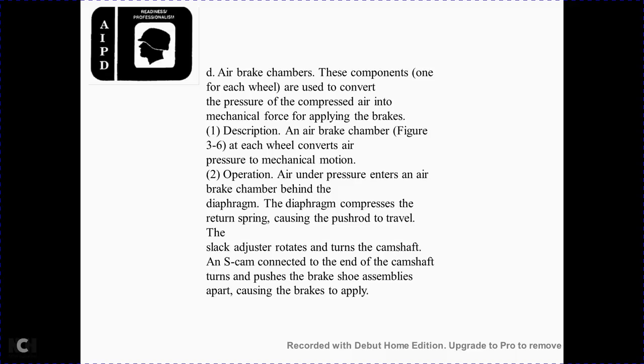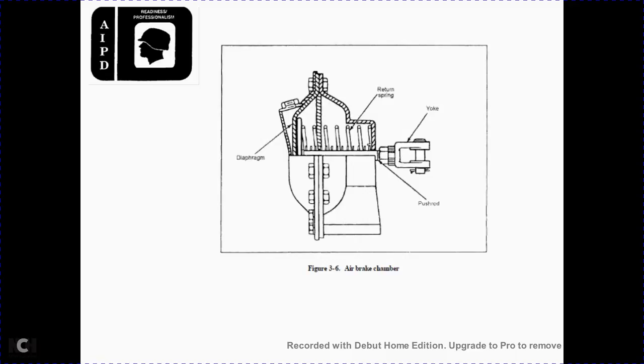For the description of the air brake chamber, figure 3.6, each wheel's chamber converts the pressure into mechanical motion. In operation, air under pressure enters the air brake chamber behind the diaphragm, compressing the return spring and moving the pressure rod. The slack adjuster rotates and turns the camshaft with the S-cam, which pushes the brake shoe assembly against the drum to apply the brakes.